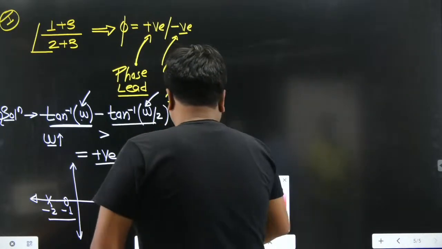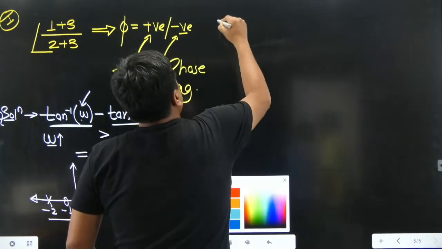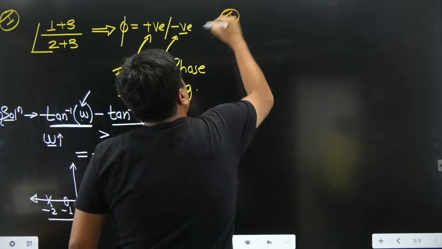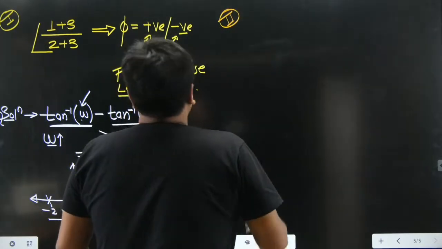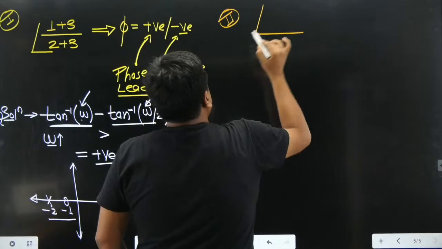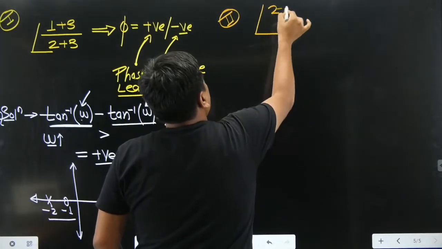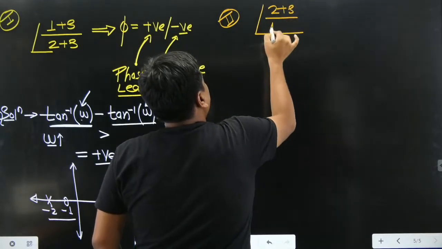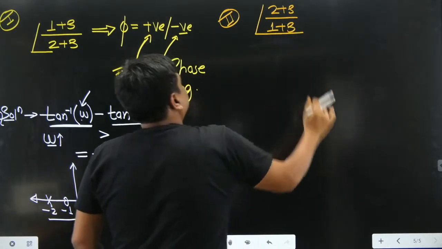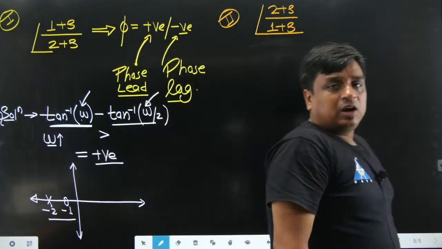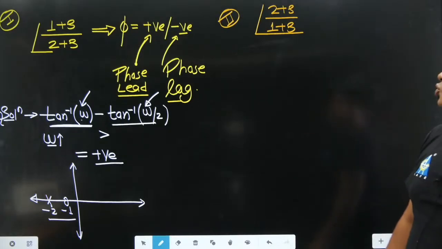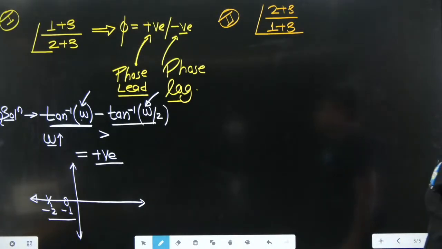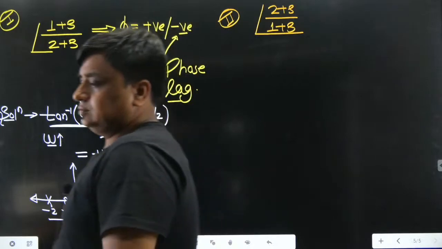Now I think it's the right time to take the next question. Here goes question number 2. The components in the numerator and denominator, whatever we had earlier, now they have been swapped. It has been swapped to 2 plus s divided by 1 plus s.